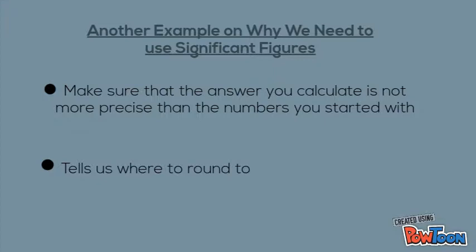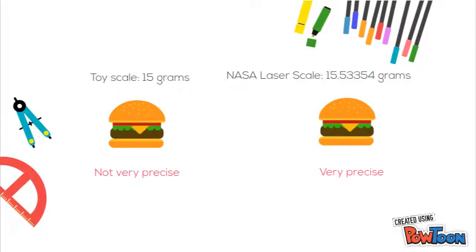And to explain what I just said, here's an example. Let's say I wanted to find the mass of these two burgers. To find a more specific answer, I used the NASA laser scale, which came out to 15.53354 grams. To find a less specific answer, I used the toy scale, which came out to just 15 grams.